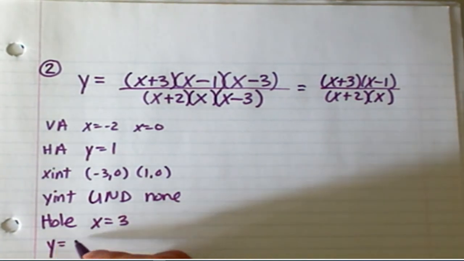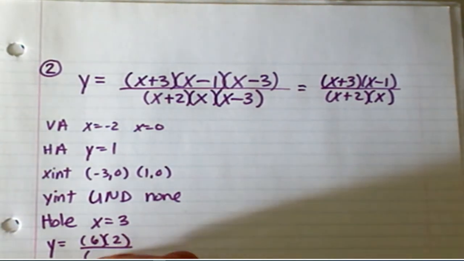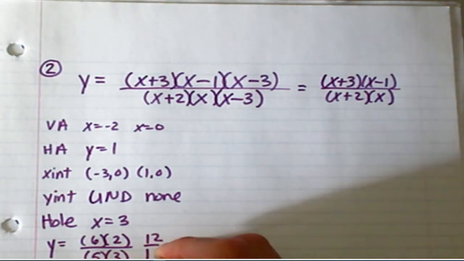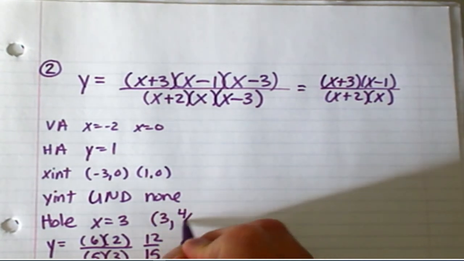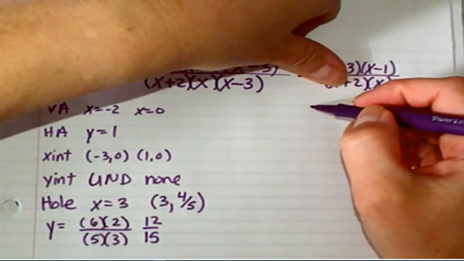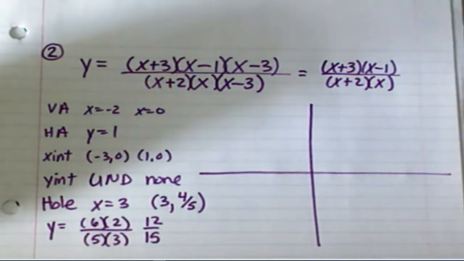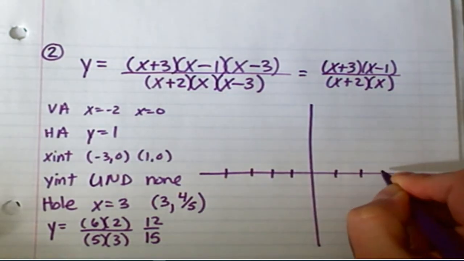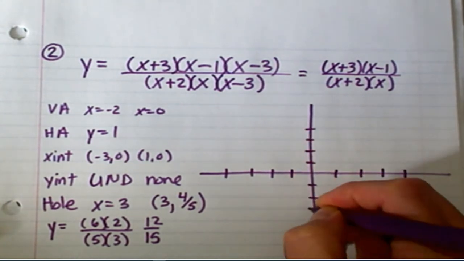So let's go ahead and find the y coordinate. I'm plugging into the reduced form. Okay, so we get 12 over 15. So that's 3/4. Let's put it on the graph. 1, 2, 3, 4. 1, 2, 3, 4.